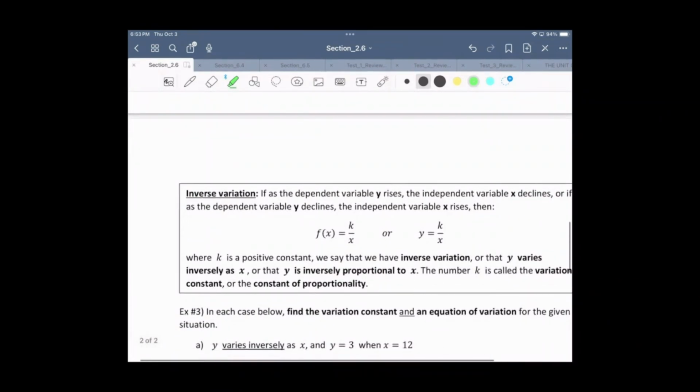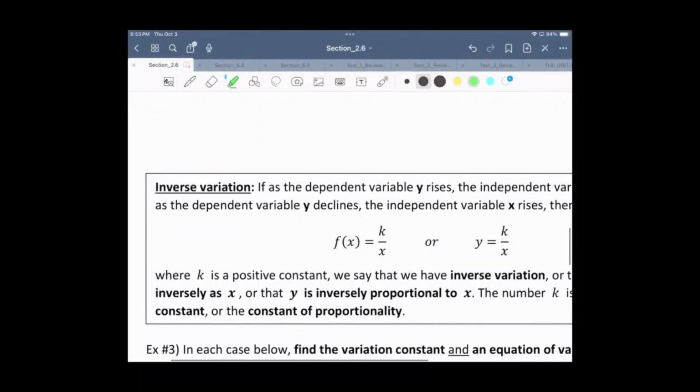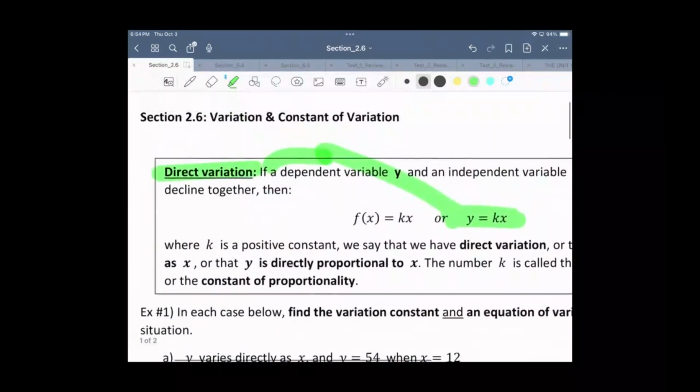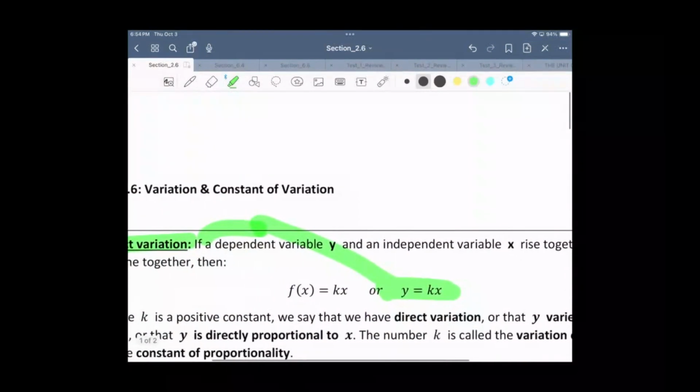And then the second kind of constant of variation we have is called the inverse variation, and the formula for that is this. And of course you can see k divided by x there. So what makes the difference between these two formulas? How do we have two different formulas for these two types of variation? So make sure we understand that before we see some examples of this.